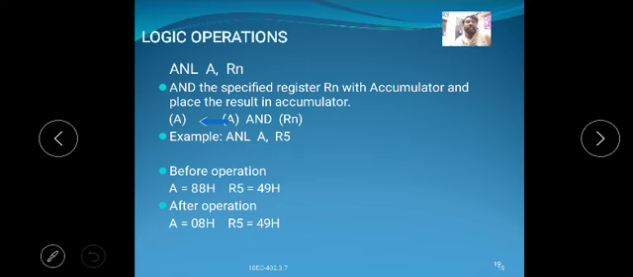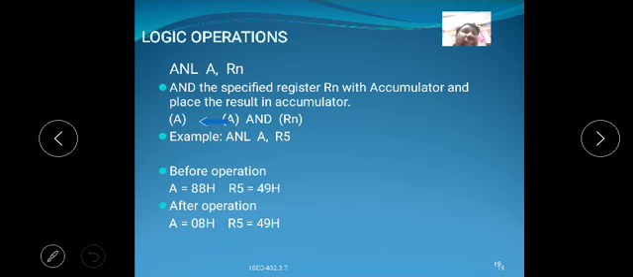ANL A comma Rn: AND the specified register Rn with the accumulator and place the result in the accumulator. A tends to A AND Rn. Example: ANL A comma R5. Before the operation, A is 88H and R5 is equal to 49H.